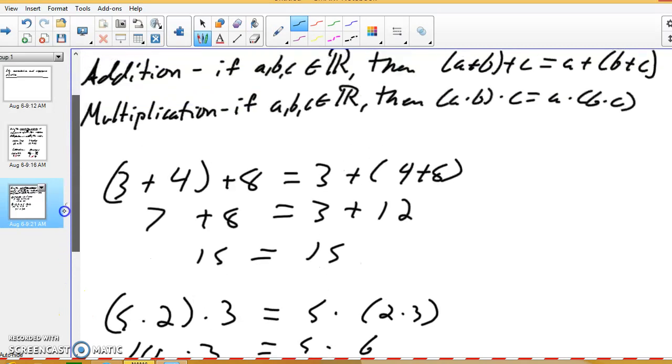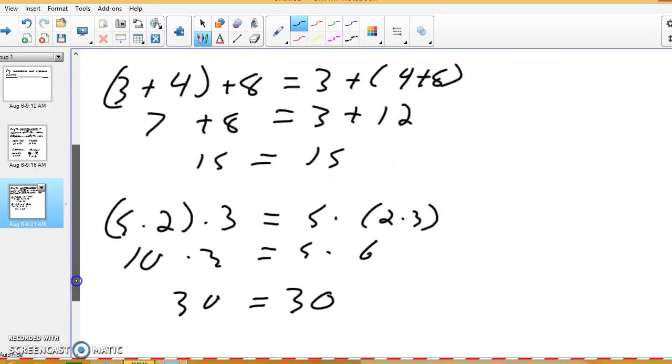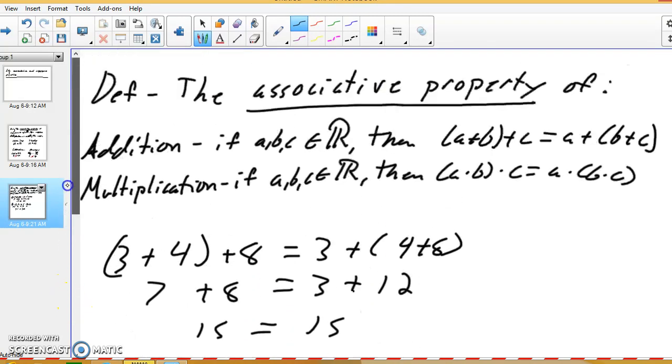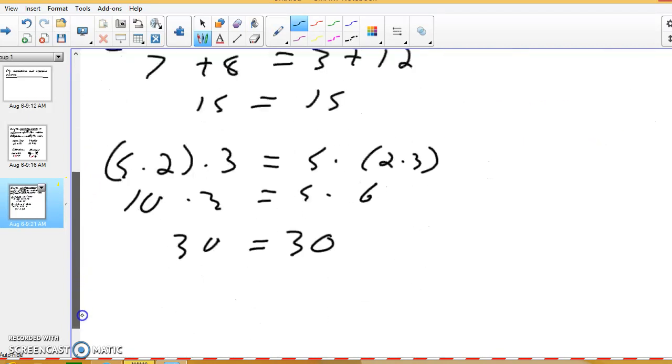Again, if you have 3 numbers, A, B, and C, and they're all elements of the real numbers, then it doesn't matter if we multiply the first 2 together to get an answer and then multiply it by the third, or if we multiply the second and third together, then multiply them by the first, it will be the exact same thing. So again, the very core of the associative property is if you have 3 numbers that are all real numbers, and you're multiplying them all together or you're adding them all together, it doesn't matter what order you do that in.